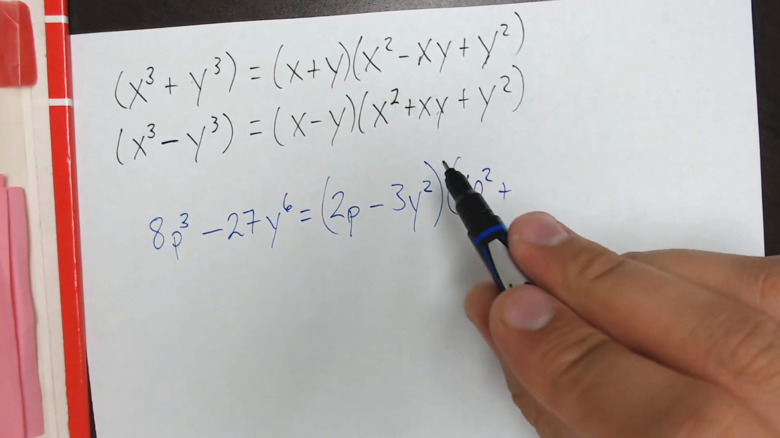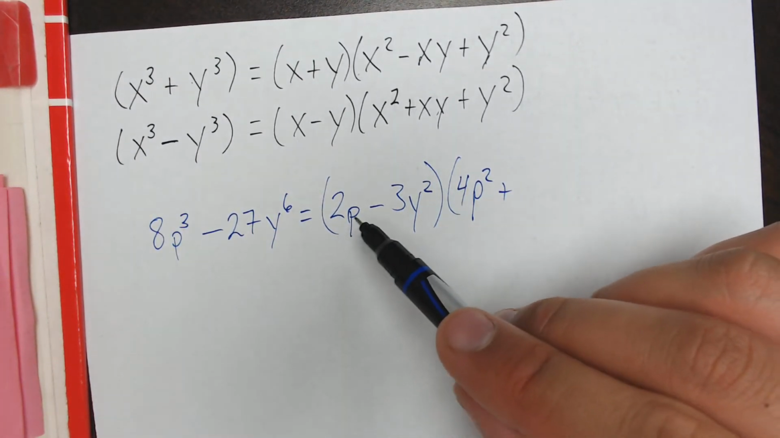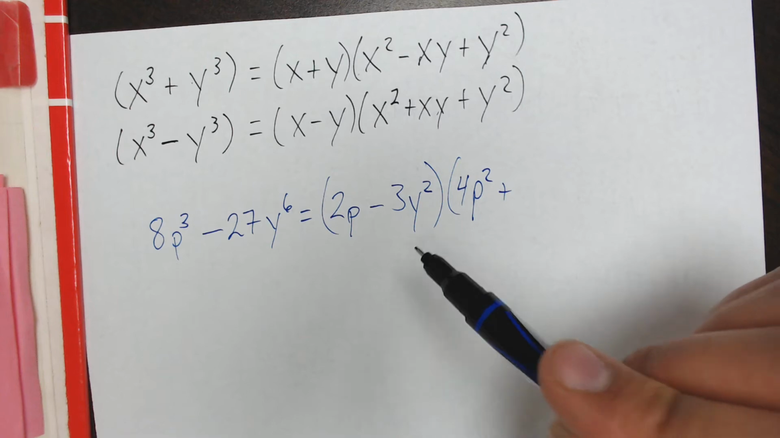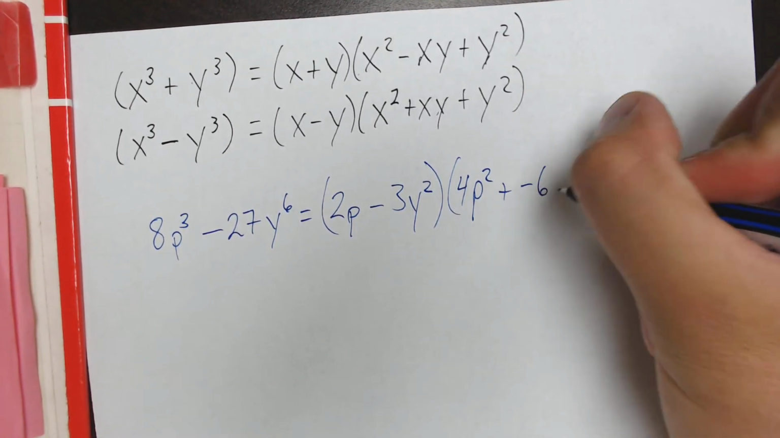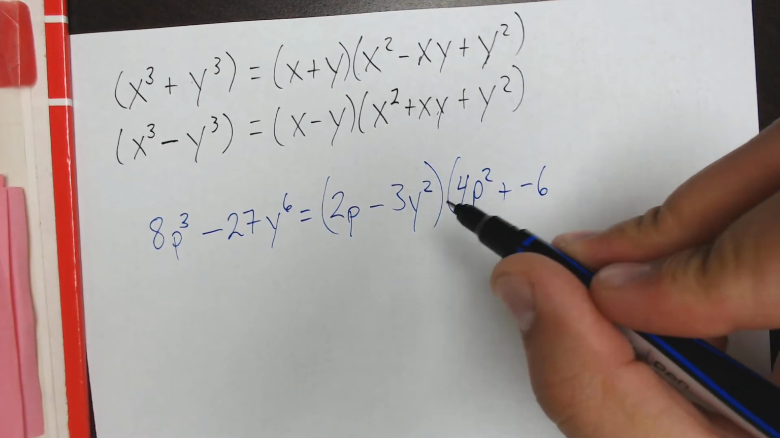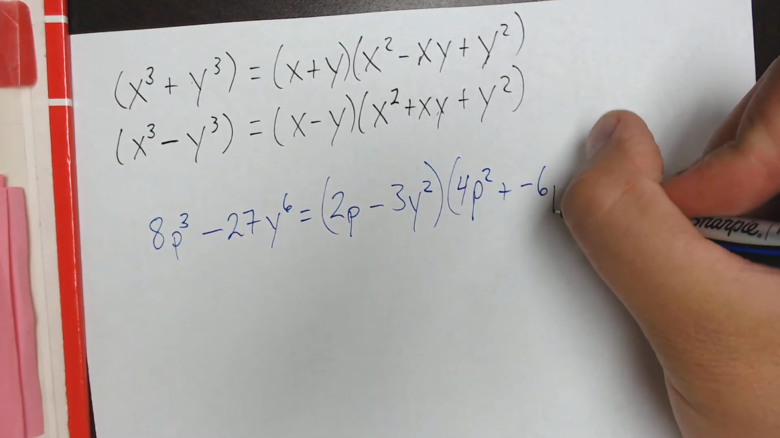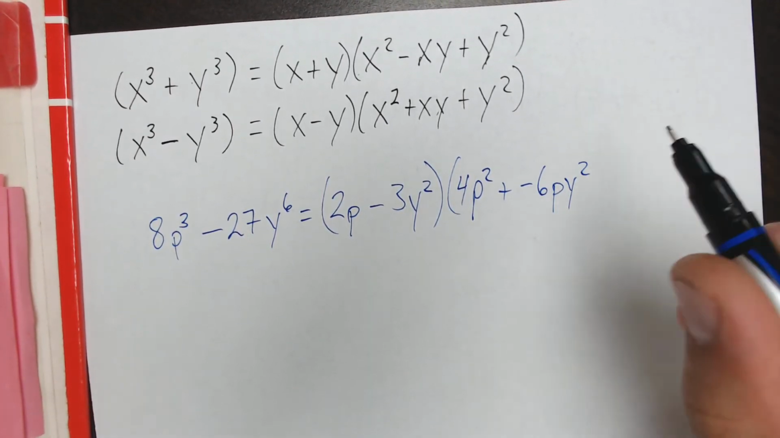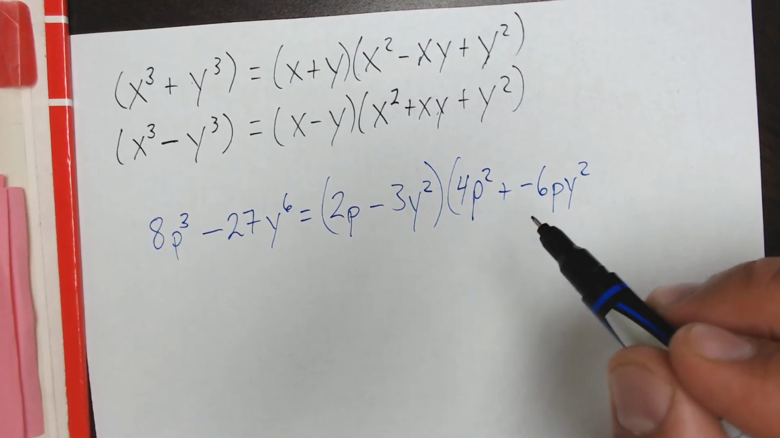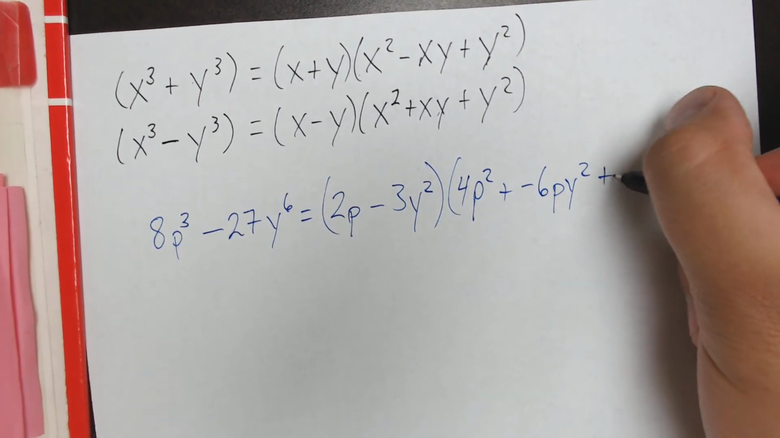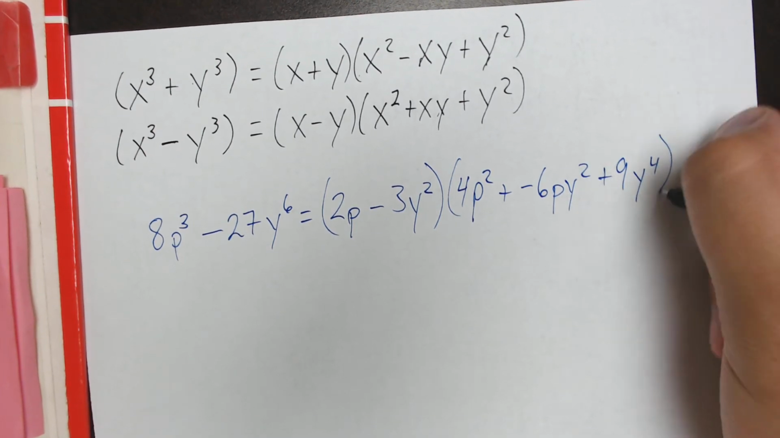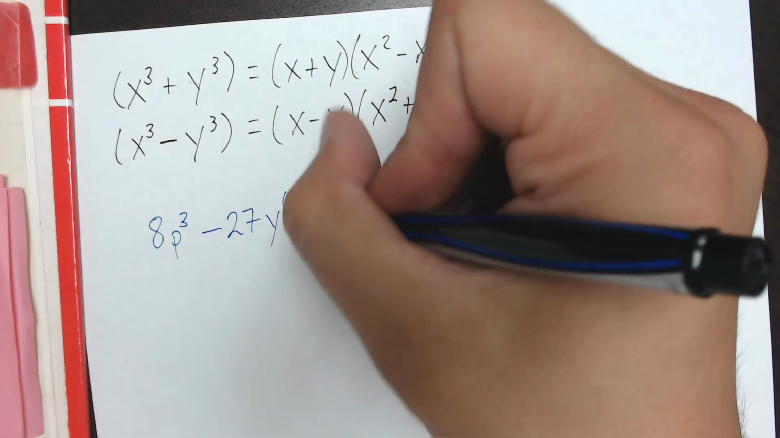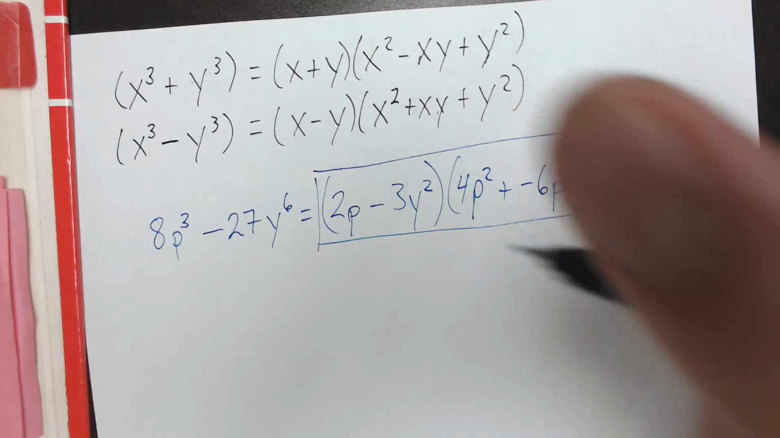Now I'm going to add xy. So then what is 2p times negative 3y squared? 2 times negative 3 is going to be negative 6, so plus negative 6. Weird, I know. And then p times y squared is just going to be py squared. And then the last one, negative 3y squared squared. Negative 3 times negative 3 is going to be positive 9. Y squared times y squared is going to be y to the power of 4. And that right there is my answer.